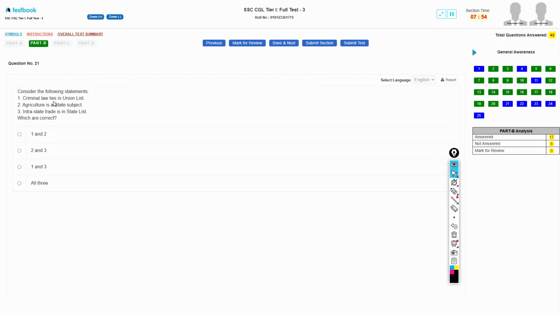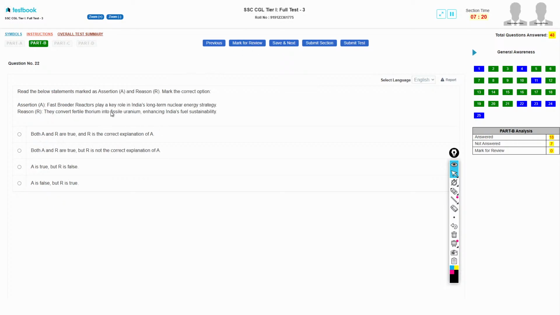Criminal laws lie in the union list. Agriculture is a state subject. Interstate trade is in the union list, intra state trade is in the state list. Criminal law is definitely in the union list. Agriculture is definitely a state subject, so 1 and 2 are definitely true. But intra state trade, I think it should be in the state list. So all three.